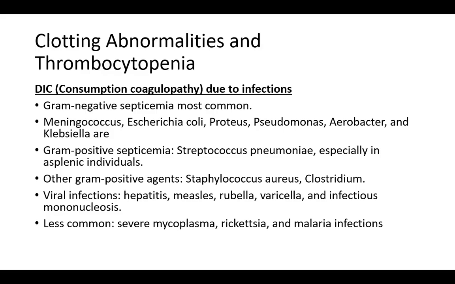Clotting abnormalities and thrombocytopenia, DIC, disseminated intravascular coagulation or consumption coagulopathy, is common in some cases, of course, not very, very common, but can be seen and should be kept in mind, especially in some infections, certainly in sepsis, meningococcal infections, Pseudomonas infections, Klebsiella infections. In sepsis patients, even in some viral infections, it should be kept in mind and should be treated accordingly.